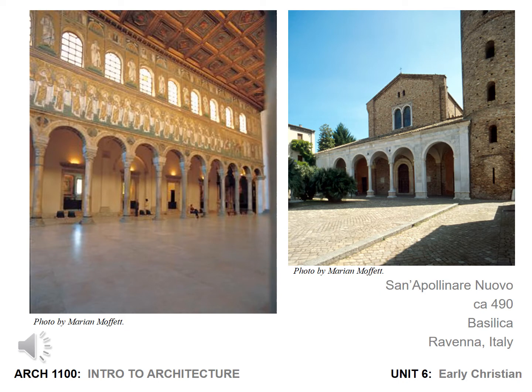In the year 402, the Roman Empire becomes divided between East and West, and the town of Ravenna in Italy becomes the capital of the Western Roman Empire. Because of this, we'll find two excellent examples of early Christian architecture located in Ravenna. The first is San Apollinare Nuovo.